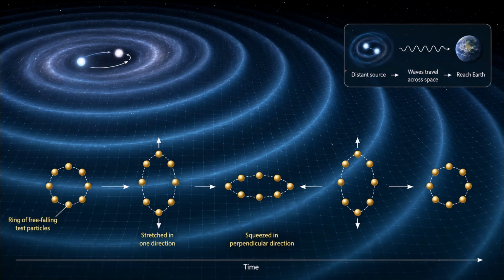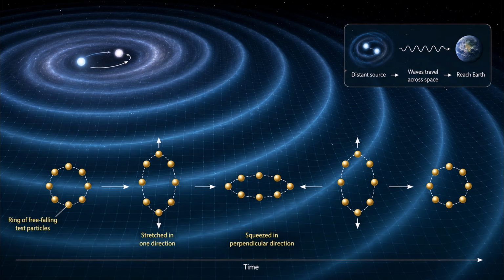Gravitational waves are disturbances that travel through spacetime. They are often described as ripples in spacetime. The idea is similar to ripples spreading across water after a stone is dropped. But gravitational waves are not ripples in water. They are ripples in the geometry of space and time itself.